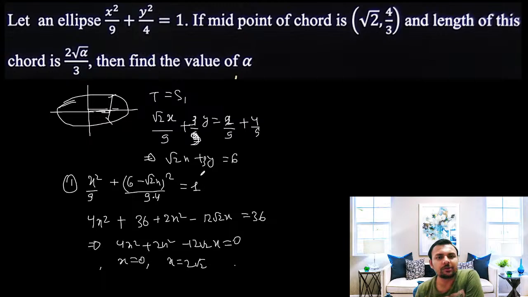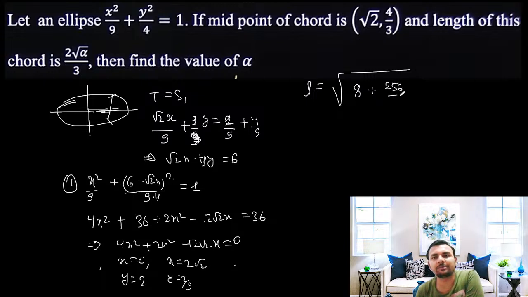So one value is 0. When x is 0, y is 2 plus minus root 2. When x is 2 root 2, y is 2 by 9. So now the distance length is what? x1 minus x2 whole square, that means 8, y1 minus y2, 18 minus 2 is 16, 16 square is 256 by 81.